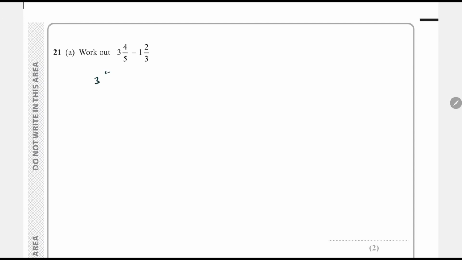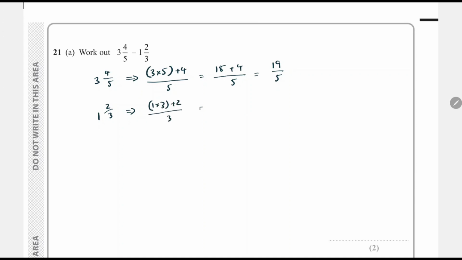Well, let's start with 3 4/5. We take the big number in front and multiply it by the denominator. So 3 times 5, and then we add the numerator 4, and that becomes our new numerator. So that's equal to 15 plus 4 over 5, which is equal to 19 over 5. If we do the same thing for 1 2/3, that's 1 times 3, which is 3, plus the 2 over 3. So that's 3 plus 2 over 3, 5 over 3.